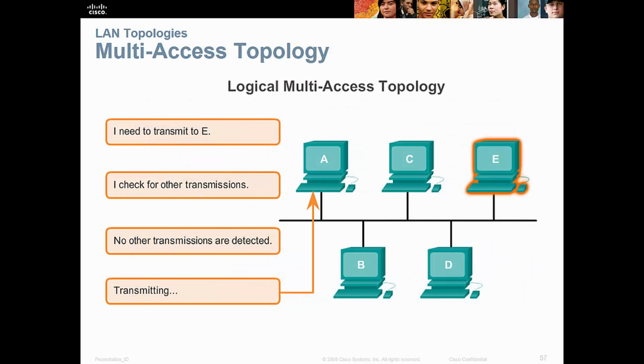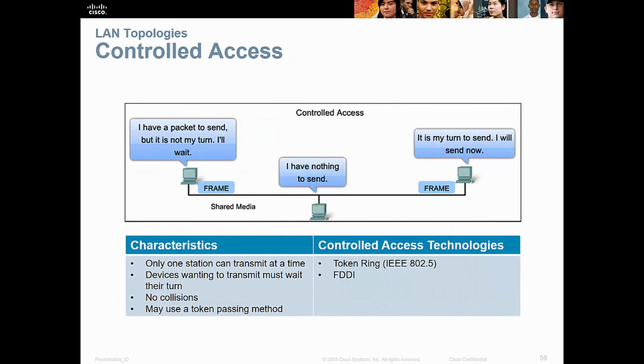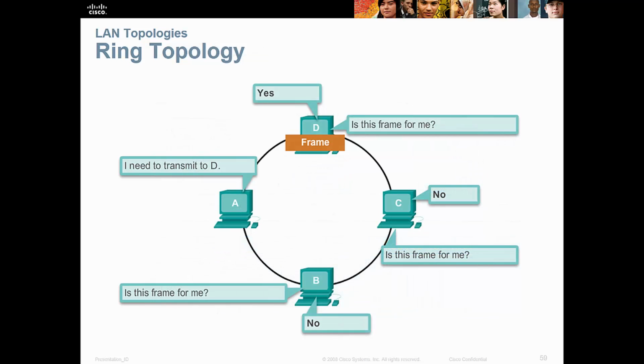Here's an example. In our logical multi-access topology, computer E needs to transmit. It will check for other transmissions. If none are detected, it will transmit. That's different if we're using controlled access. In controlled access, you have to have a specific token to communicate. So you have to take turns. And that could be things like token ring or FDDI. Because again, it's a ring topology. And so if D wants to communicate, it has to go around the circle. And everyone gets to see what's being transmitted.